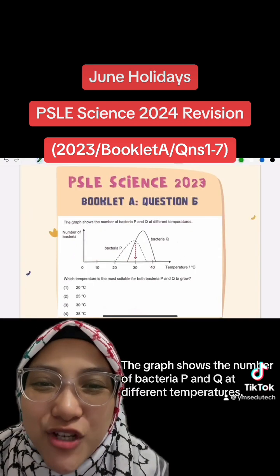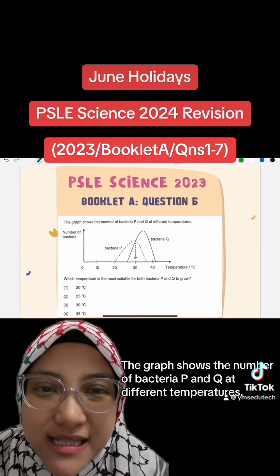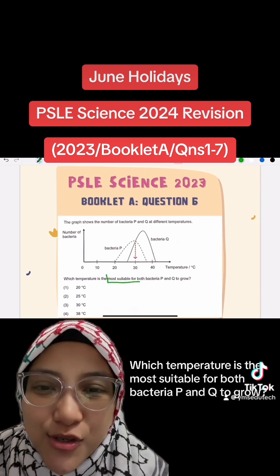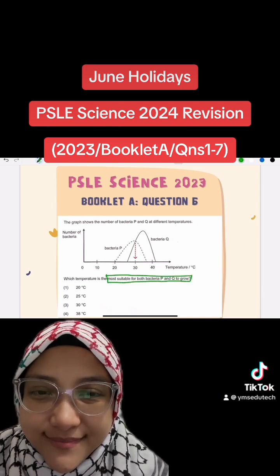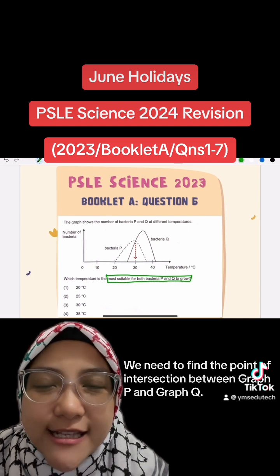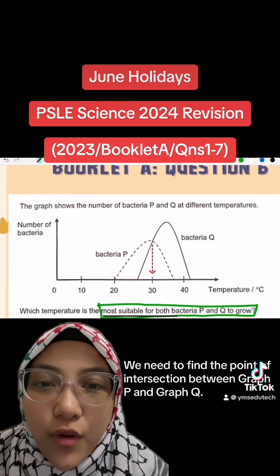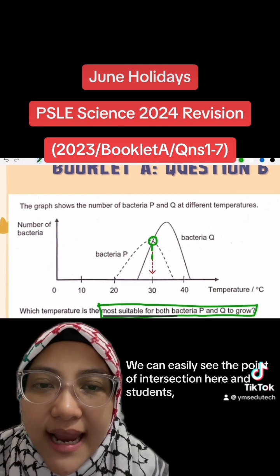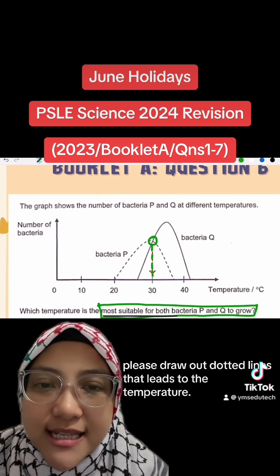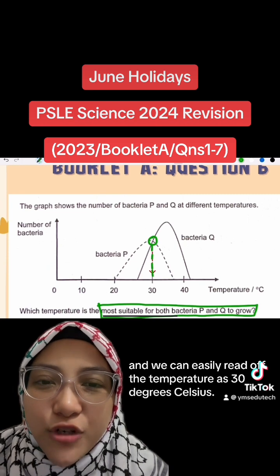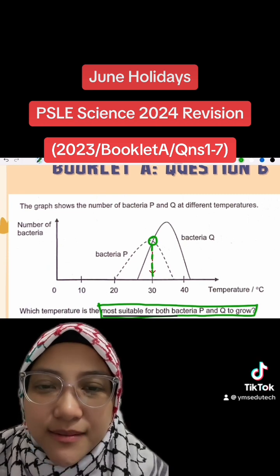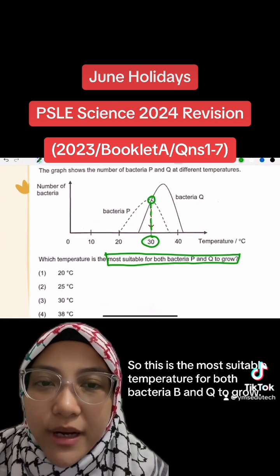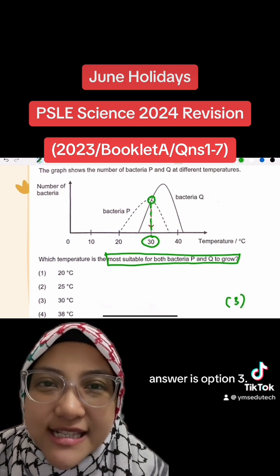Question 6. The graph shows the number of bacteria P and Q at different temperatures. Which temperature is the most suitable for both bacteria P and Q to grow? We need to find the point of intersection between graph P and graph Q. We can easily see the point of intersection here. And students, please draw out dotted lines that lead to the temperature, and we can easily read off the temperature as 30 degrees Celsius. So this is the most suitable temperature for both bacteria P and Q to grow. Answer is option 3.